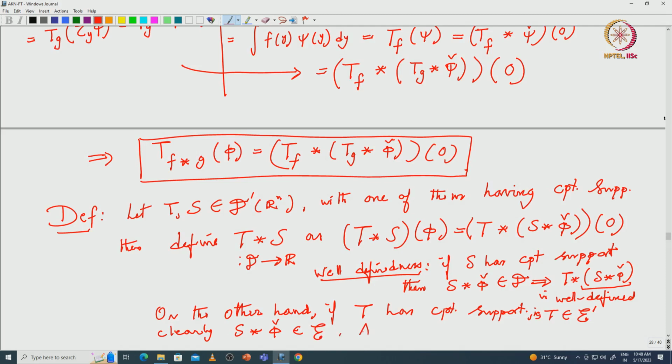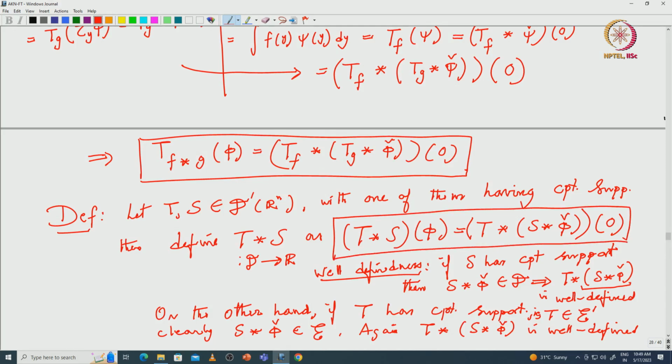Again, T star of S, because then you can define the operation if T has compact support, the acting function need not have compact support, it is well defined. Okay. So, in both cases one of them, T star of S star of features. So, you remember this formula. Okay. So, you have that one.